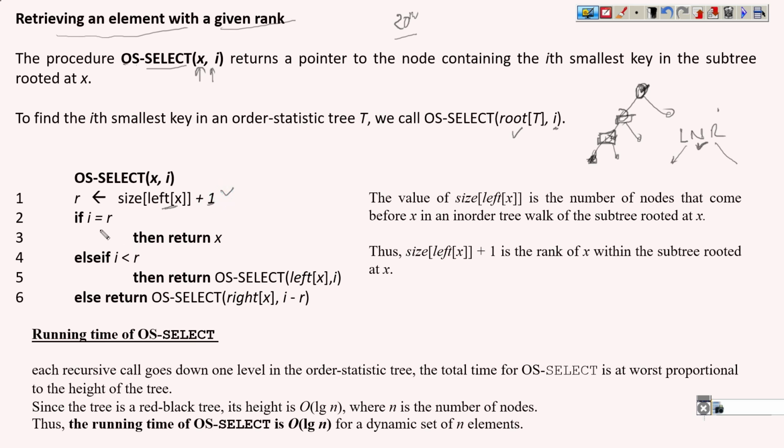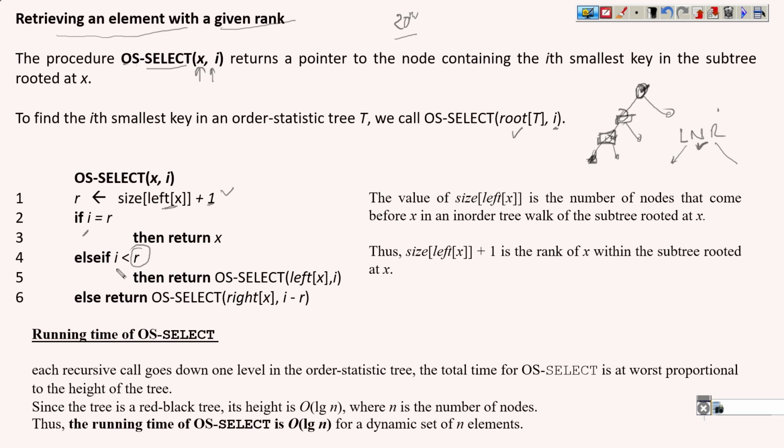Now, if you are looking for a particular rank, and if this i equals r, that means you have already found the element of the desired rank, and you will stop and return. Otherwise, if you are searching for an element whose rank is less than the rank of the root node, then because it's a binary search tree, all the elements which are lesser than the root go to the left side, and all the elements which are more than the root go to the right side.